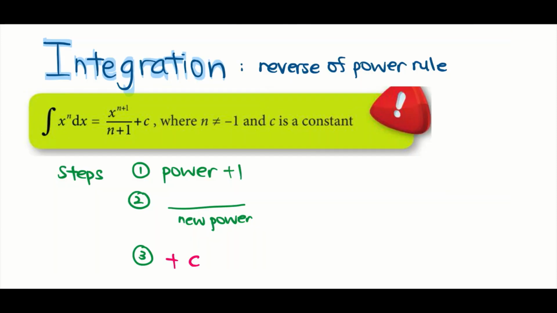At this juncture, we will start learning the skills of integration. The first skill is the reverse of the power rule. I can categorize it in a few steps. I will add 1 to the power. Then divide by the new power. And lastly, to take care of the constant, I need to plus c. So these are the steps of integration.